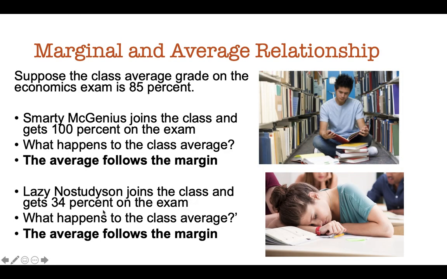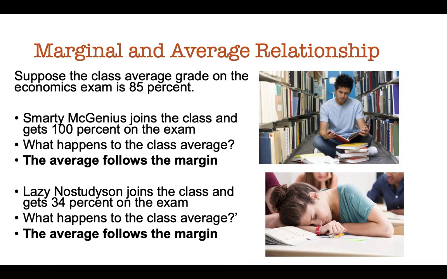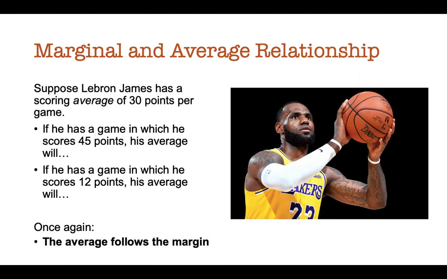Vice versa, when Lazy No Studieson joins the class, they take the test, they get a 34%, that's going to pull down my class average. So again, that marginal test score, that additional test score, pulls down my average test score. Likewise, my marginal cost here, when it's below these 2 curves, is going to pull them downwards or have them slope negatively. So that's what I mean when I say the average follows the margin.